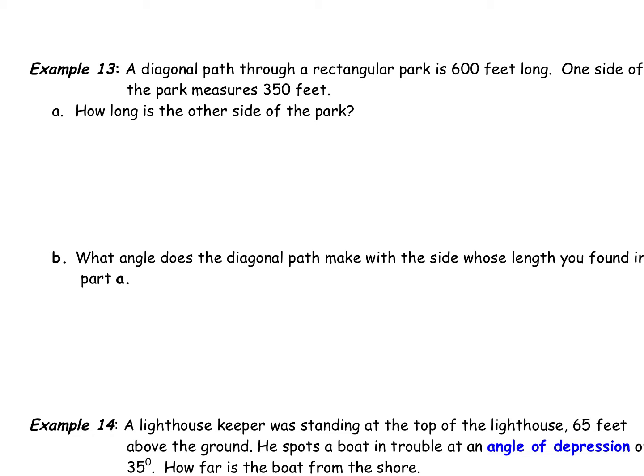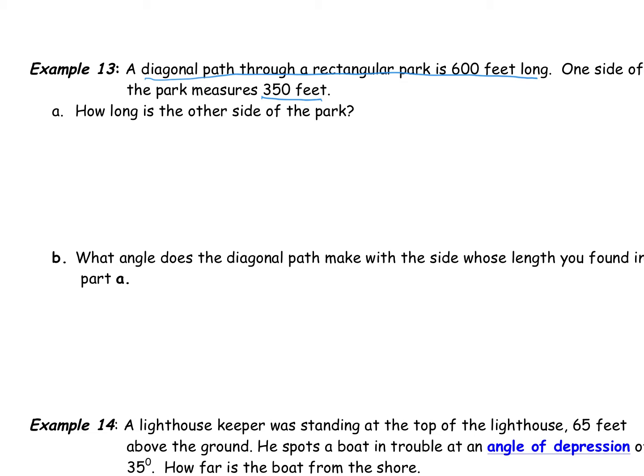Note 6.2 example 13 is another right triangle trig application problem. We are told that a diagonal path through a rectangular park is 600 feet long, and that one side of the park measures 350 feet. We're asked to find how long the other side of the park is.